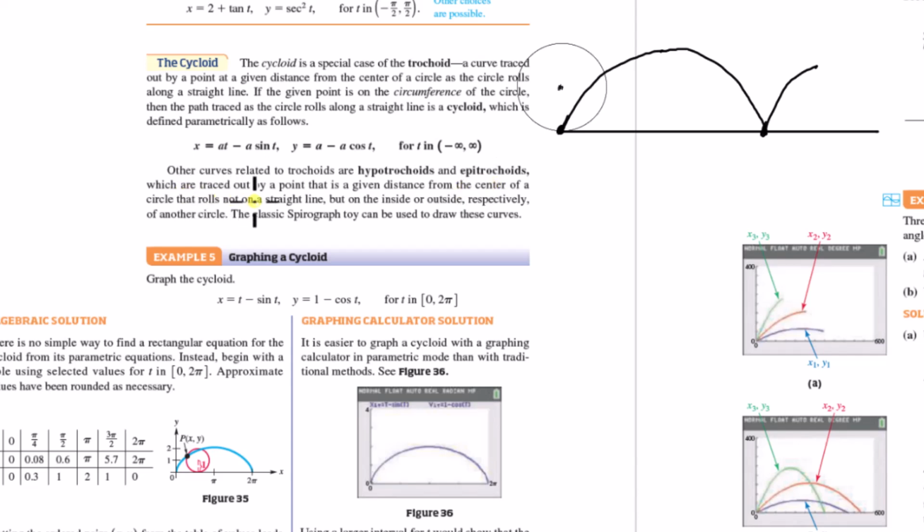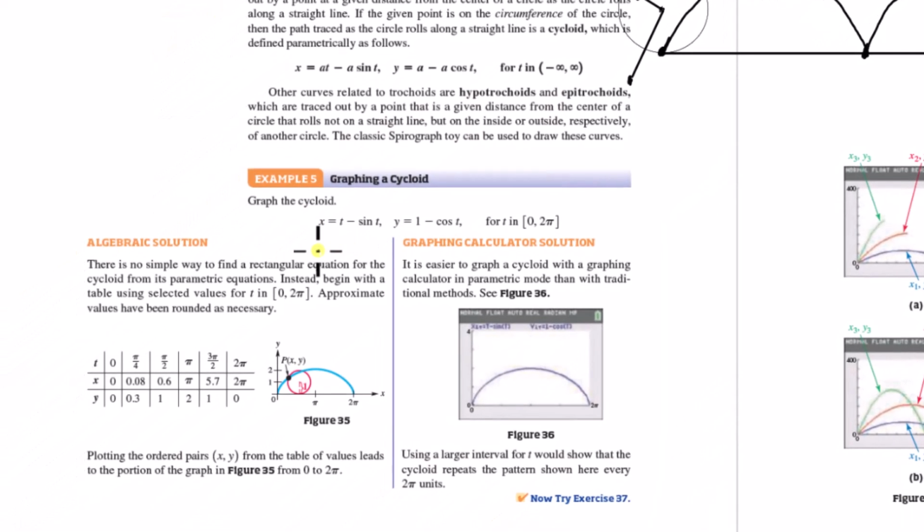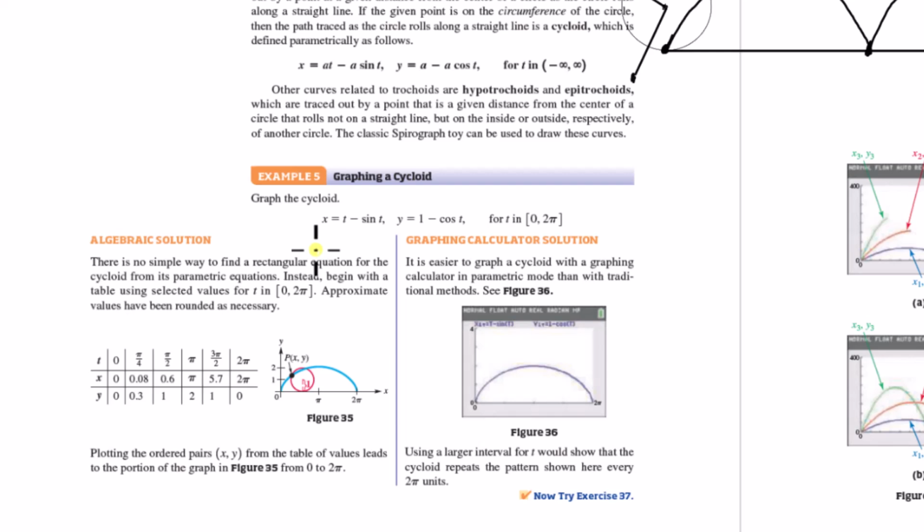epitrochoids, which are traced out by a point that is a given distance from the center of a circle that rolls along a straight line, but on the inside or outside, respectively. So they're saying if we tracked the curve made by this point, that would be a hypotrochoid. If we track the curve made by this point, that would be an epitrochoid, and if it's on the circumference, that's a cycloid.